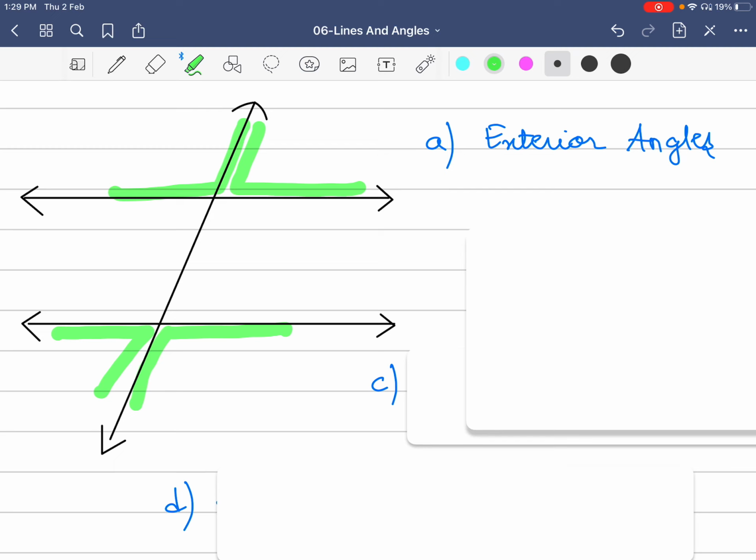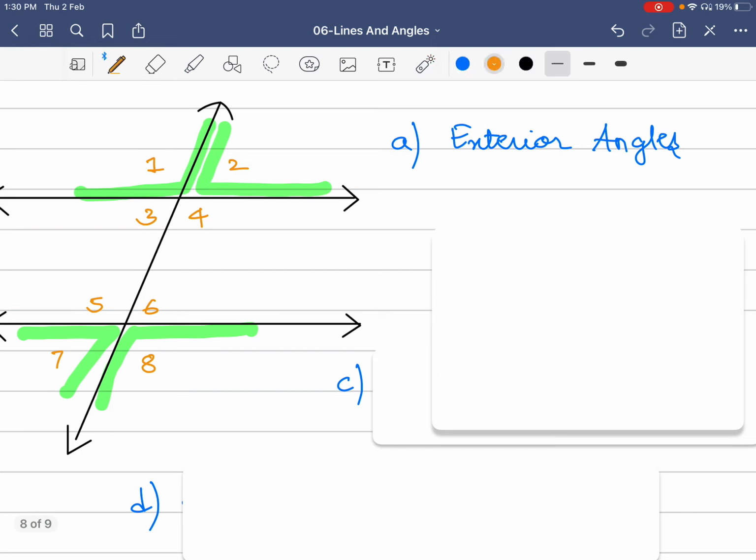If you ask me to name these angles, let's say I call them 1, 2, 3, 4, and 5, 6, 7, 8. These are the 8 angles that a transversal forms with two parallel lines. Out of these 8 angles, how many are exterior? 1, 2, and this 7 and this 8. These are the angles which are exterior angles. So I'm going to make a note of it. Which are the exterior angles in this scenario? It's angle 1, angle 2, angle 7, and angle 8. These are the 4 exterior angles of the transversal with the parallel lines.